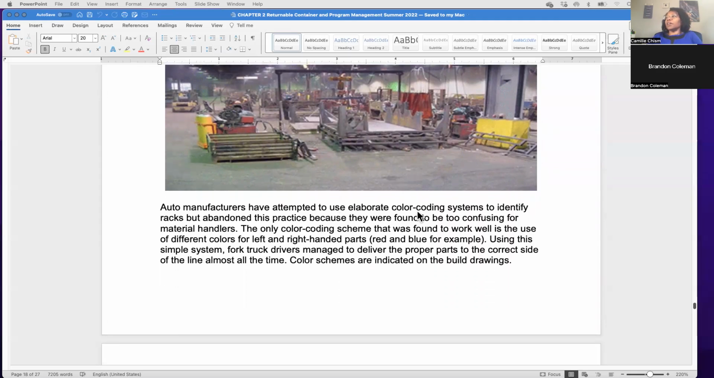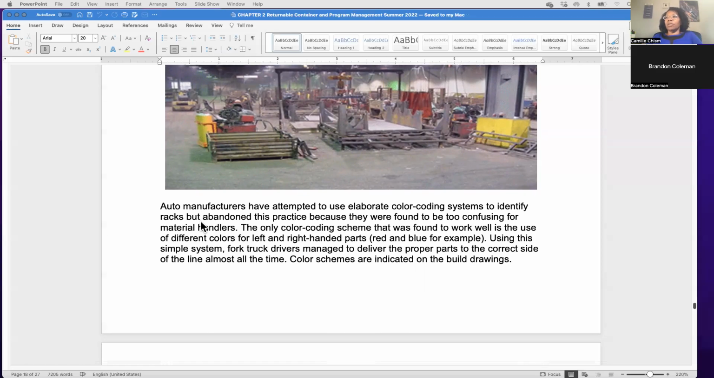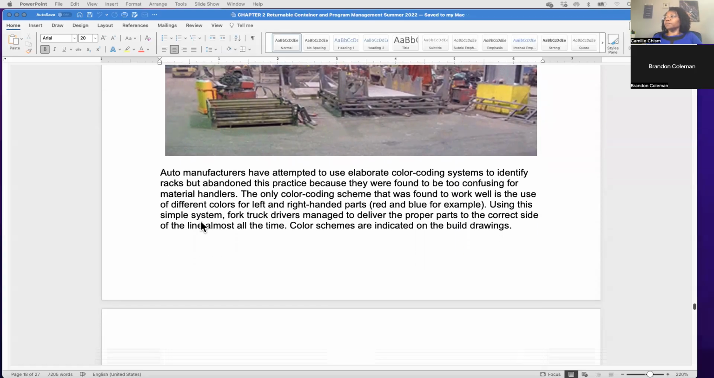Okay, so I did mention the color coding. Again, you're not going to go into a plant and see every line has, this is the red line, and this one has blue, and this one has purple, and this one has yellow. You're not going to see that. But if you do see any differentiation in colors, it's usually going to be because these are the ones that stay in our building and the other ones go out. That's pretty much what the color coding looks like now.